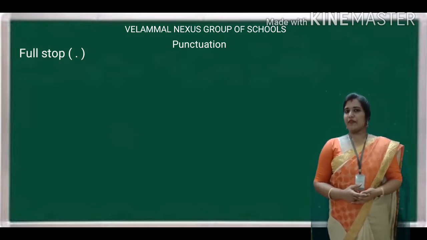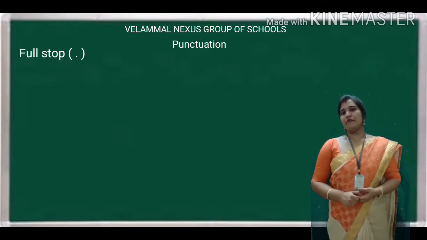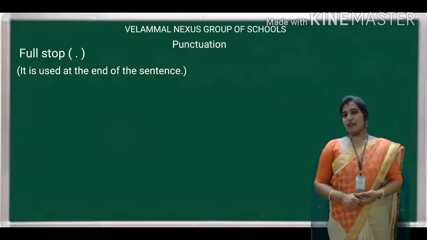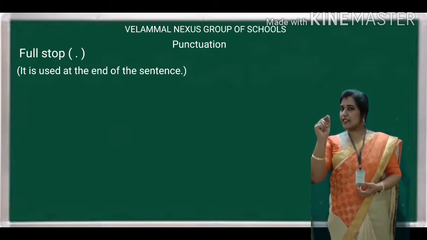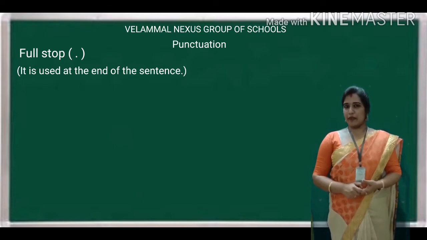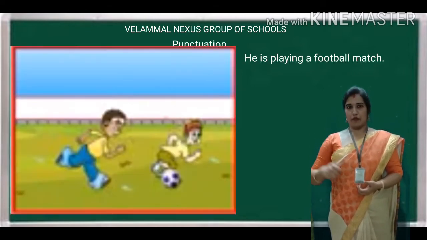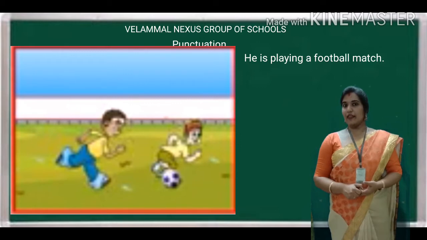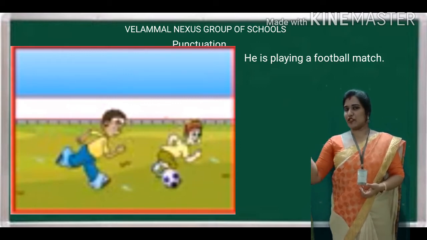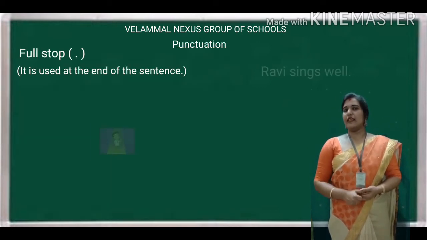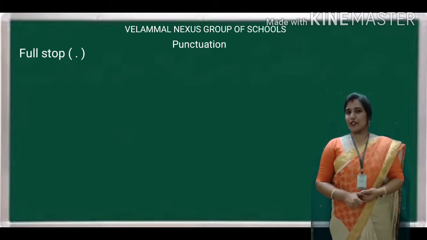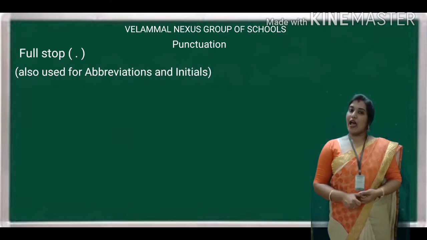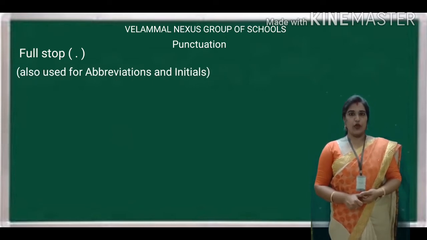Full stop? Yes, full stop. The full stop is used at the end of a sentence, the dot. Example, he is playing a football match. Look at the picture. Ravi sings well. This full stop is also used to mark abbreviations and initials too.